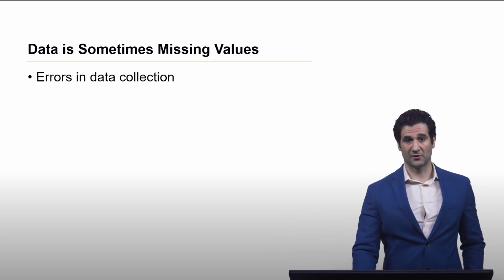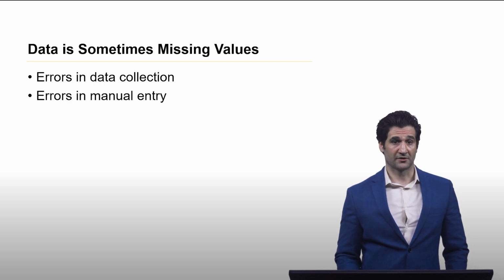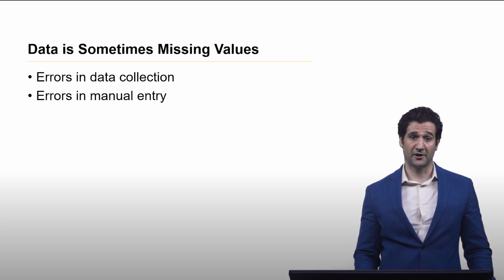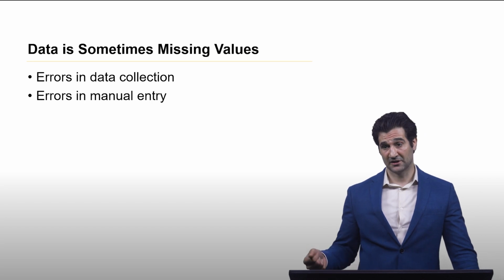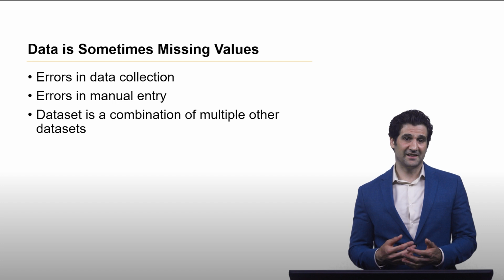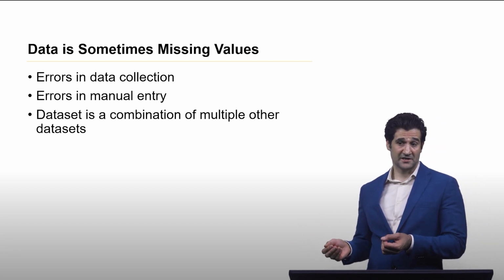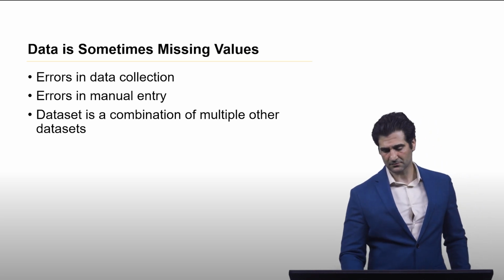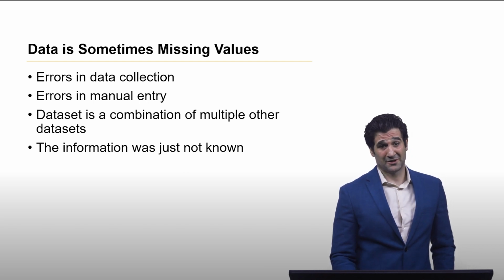And why does this occur? Well, there could be errors in data collection. There could be errors in manual entry. Someone just forgot to fill something in or type something in. Or maybe they were copying from something handwritten and they couldn't read the person's handwriting. It could be that the data set is a combination of multiple other data sets, and the other data sets didn't completely overlap for certain fields. And sometimes the information was just plain not known.